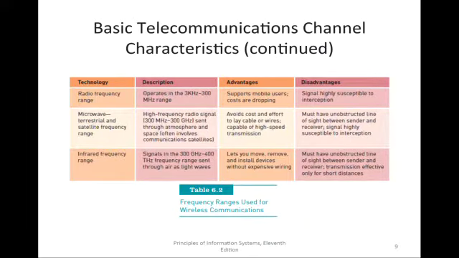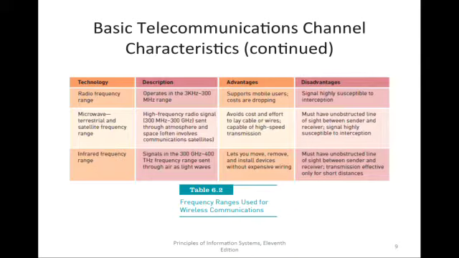So let's continue with basic telecommunication channel characteristics. We have technology as radio frequency range, and description, you can see the operation range. And as an advantage, it supports mobile users and costs are dropping. But signals are susceptible to interception, so this is a disadvantage for this technology.